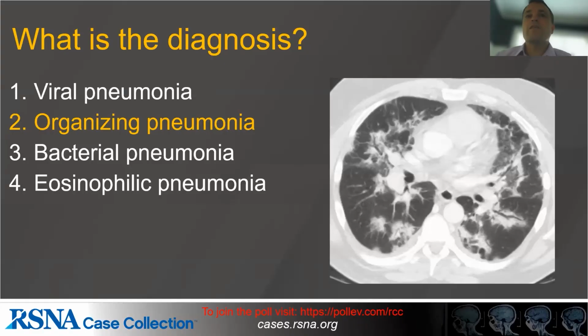And the correct answer here is actually organizing pneumonia. And so on this axial CT, there are several features that are very suggestive of organizing pneumonia. Notice how there's bilateral consolidation. The consolidation seems to be intimately associated with the bronchovascular bundles.